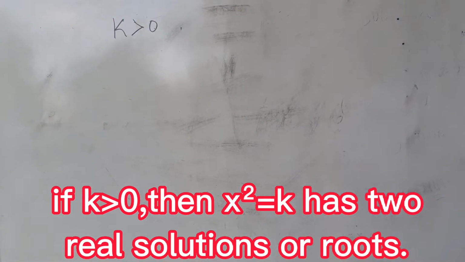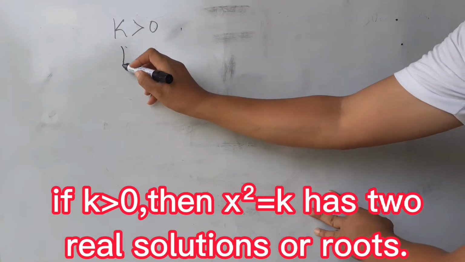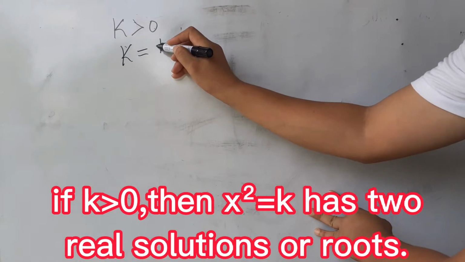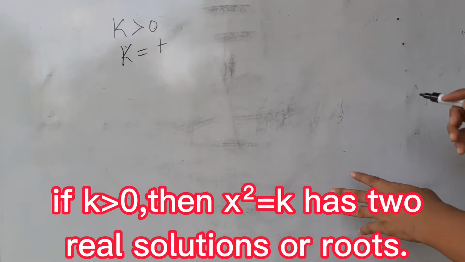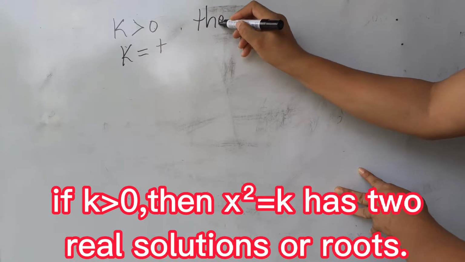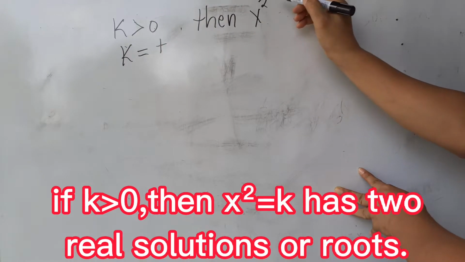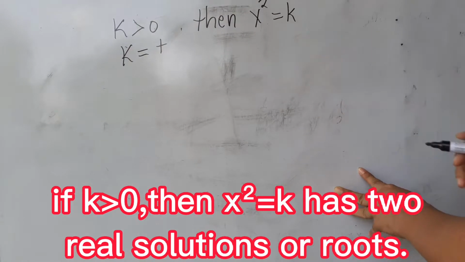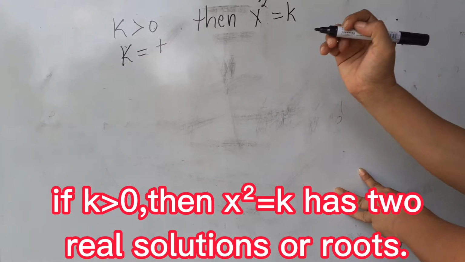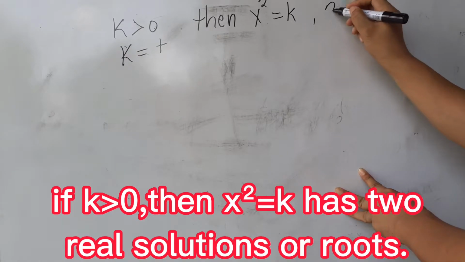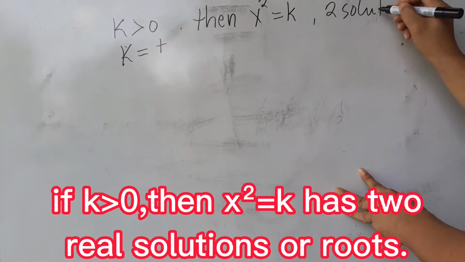Paano ba natin ma-identify na ang k ay greater than 0? Siyempre, kapag ang k ay positive. Kapag ang constant daw natin ay positive, ito ay greater than 0. So, kapag ang k is greater than 0, then x squared is equal to k. Kapag daw ang k is greater than 0, ito ay mayroong dalawang solution.